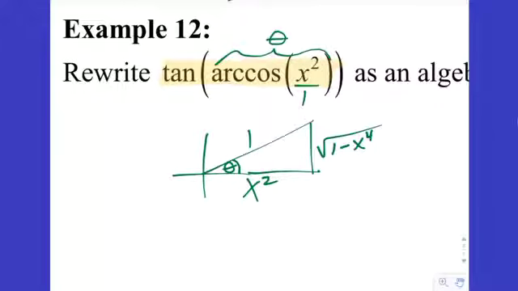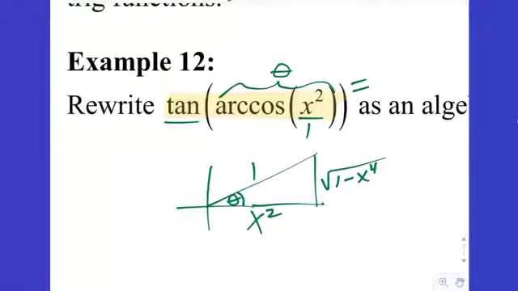All right. So now we have all three sides in terms of x. I want the tangent ratio. So tangent is opposite over adjacent, or y over x. So it's going to be this guy here, the square root of 1 minus x to the 4th, over the horizontal, which is x squared.